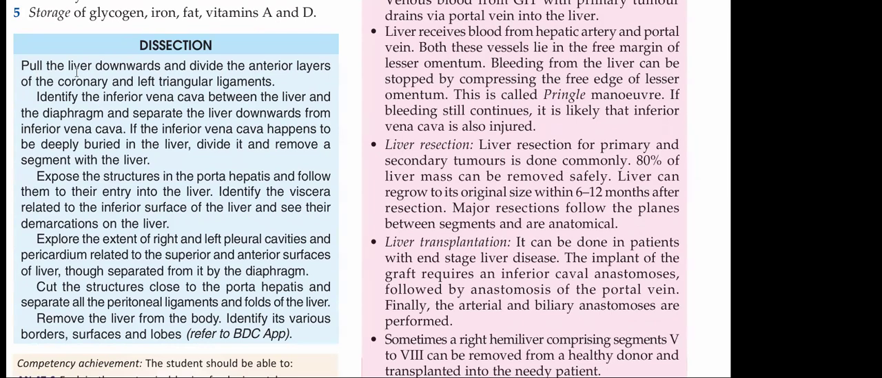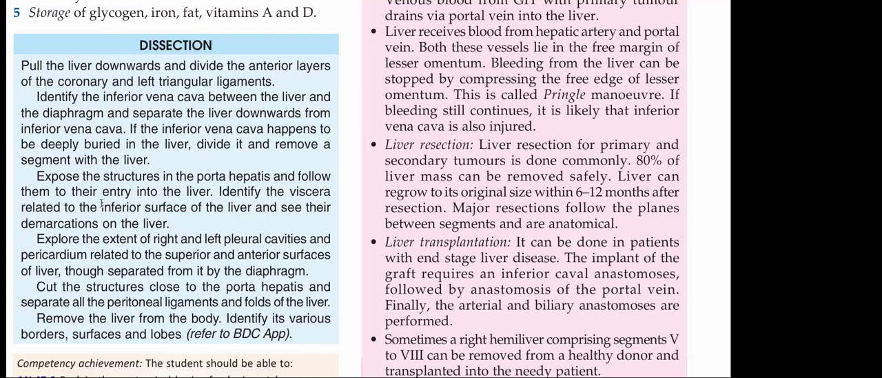Dissection: pull the liver downwards and divide the anterior layers of the coronary and left triangular ligaments. Identify the inferior vena cava between the liver and the diaphragm and separate the liver downwards from the inferior vena cava. If the inferior vena cava happens to be deeply buried in the liver, divide it and remove a segment with the liver. Expose the structures in the porta hepatis and follow them to their entry into the liver.